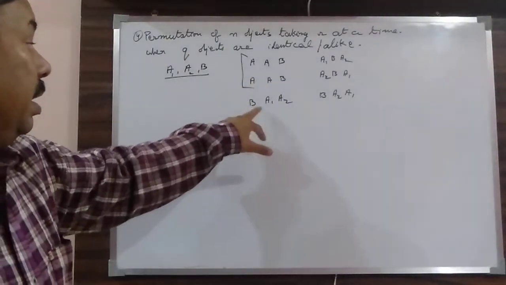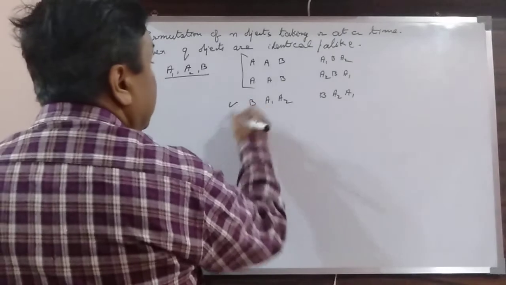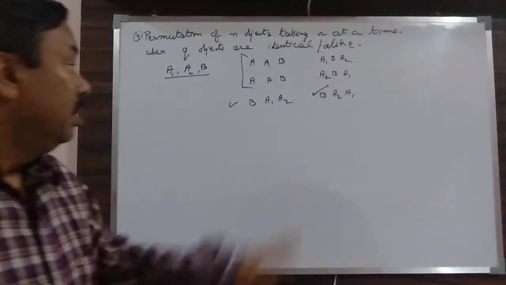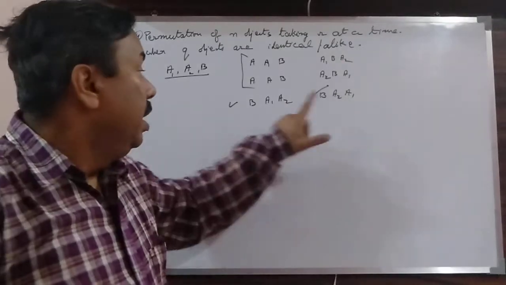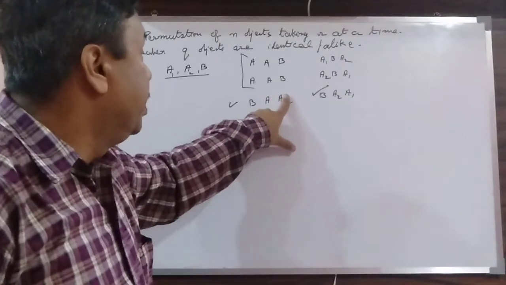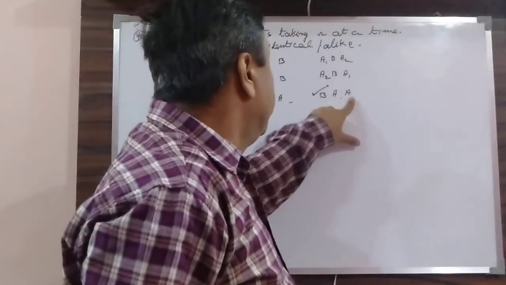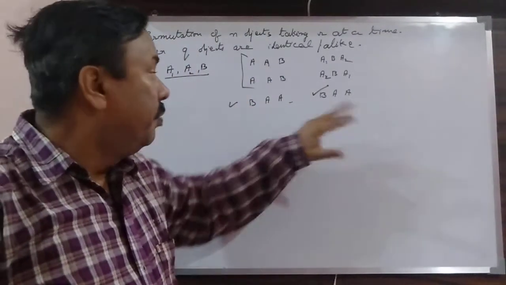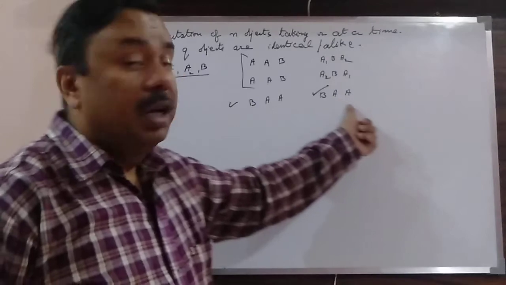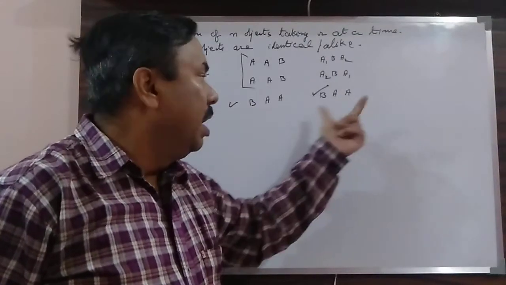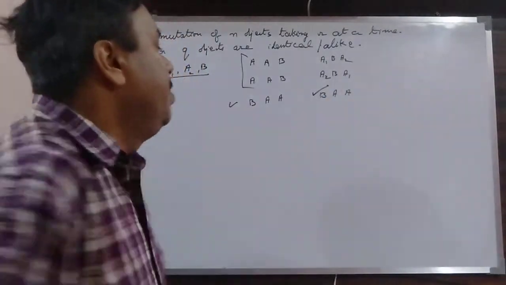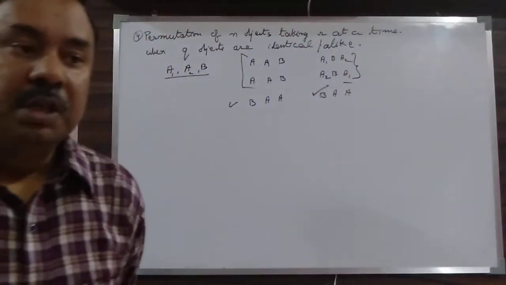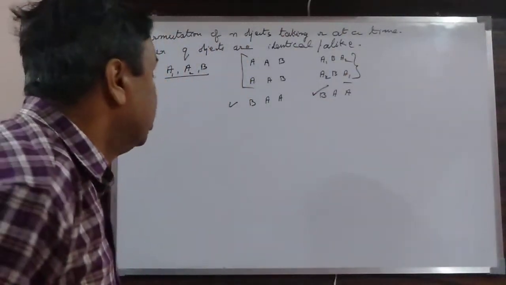Similarly, if I see this one and this one, again, is there any difference? If I remove this identification mark, that means both are identical. These are same. So it is not worth saying that these two are different arrangements. Actually, these two are same arrangements. Same is the condition with these two also. There will not be any difference.